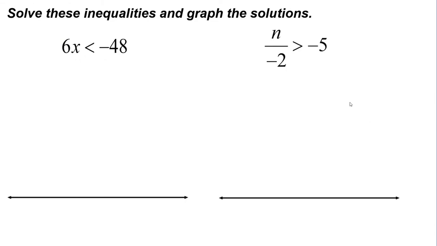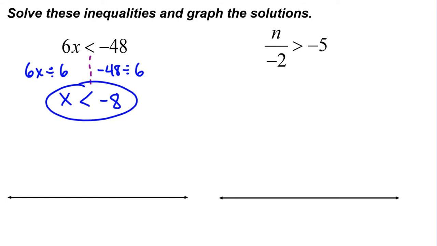And start from scratch. 6x is less than negative 48. So this is multiplication. So I need to undo my multiplication. So I'm going to use division. 6x divided by 6, and then negative 48 divided by 6. Divide both sides of this inequality by 6. 6x divided by 6 is x, and negative 48 divided by 6 is negative 8. Now, should I keep or should I flip? Well, look at what I did to both sides. I divided both sides by a positive 6. That's a positive number, so I'm going to keep. X is less than negative 8.